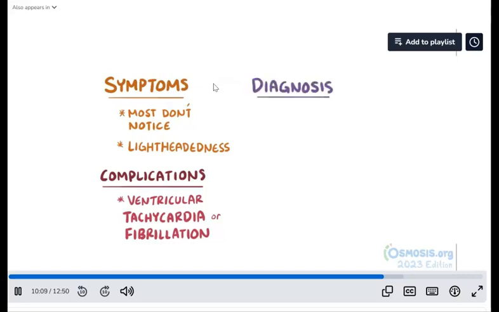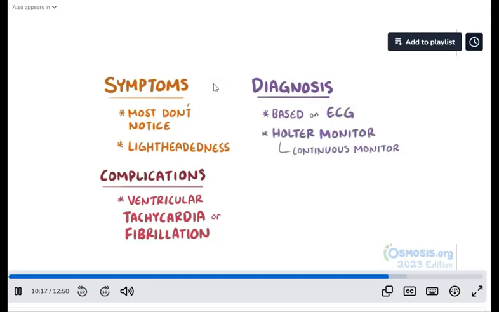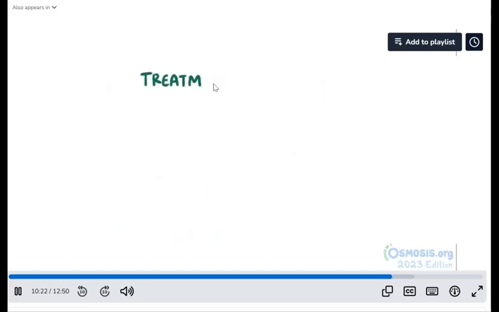The diagnosis of a premature ventricular contraction is based on an ECG, but sometimes a Holter monitor, which is like a continuous ECG monitor used over a few days, is needed to capture the event. Typically, premature ventricular contractions don't need treatment, and if there's an obvious cause like a medication or a use of a substance, then stopping that typically resolves the issue.